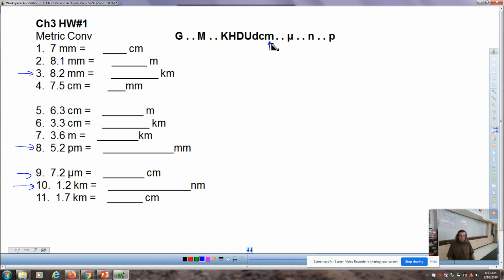So I put my blue arrow there. Then the answer units that I want are km. So kilo is what I'm going for. Okay. Then what we do is we count the number of places that we move our decimal to get from m to k. 1, 2, 3, 4, 5, 6 places to the left. So therefore, when I take my 8.2, I want to go 1, 2, 3, 4, 5, 6 places to the left.